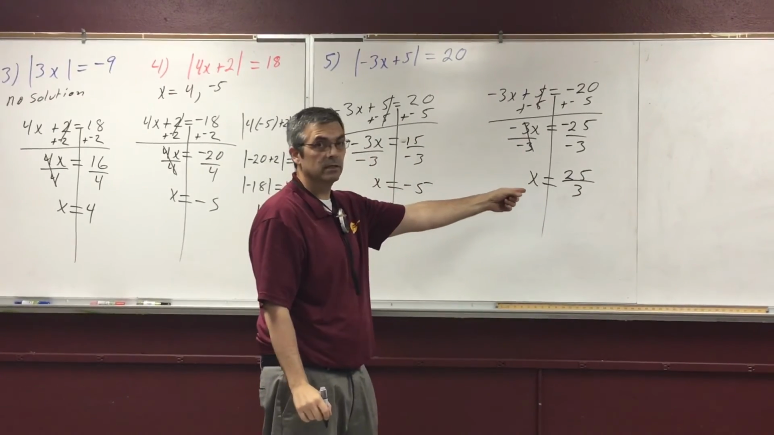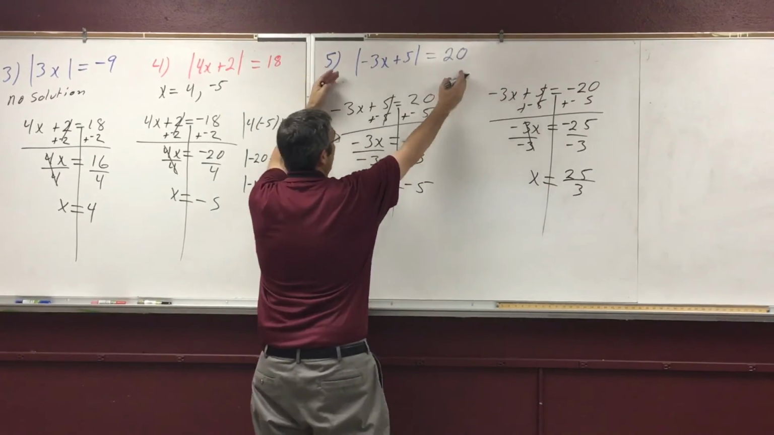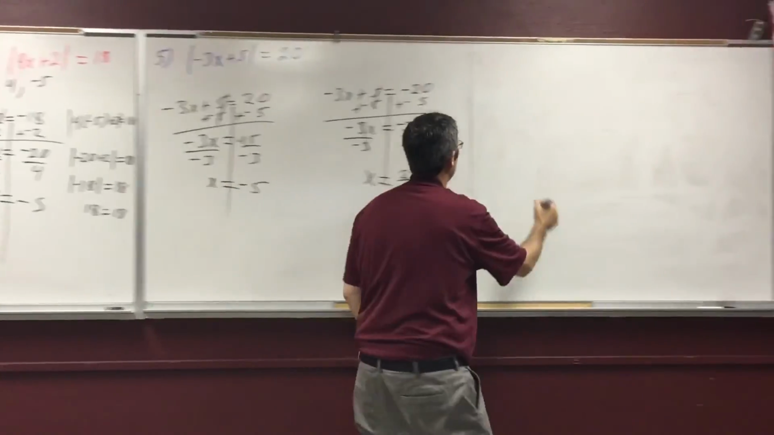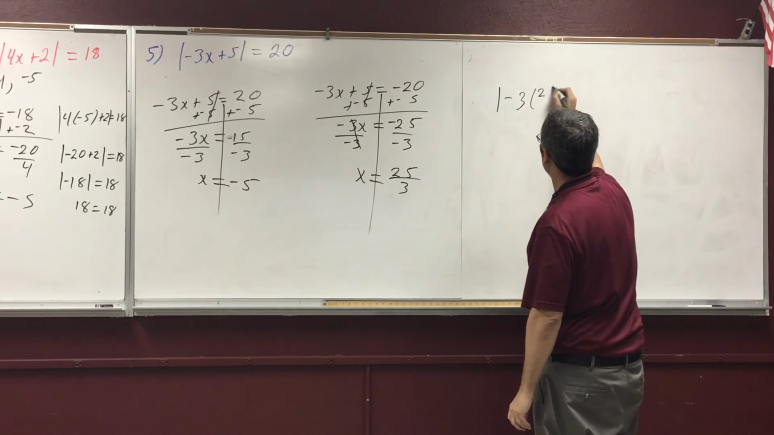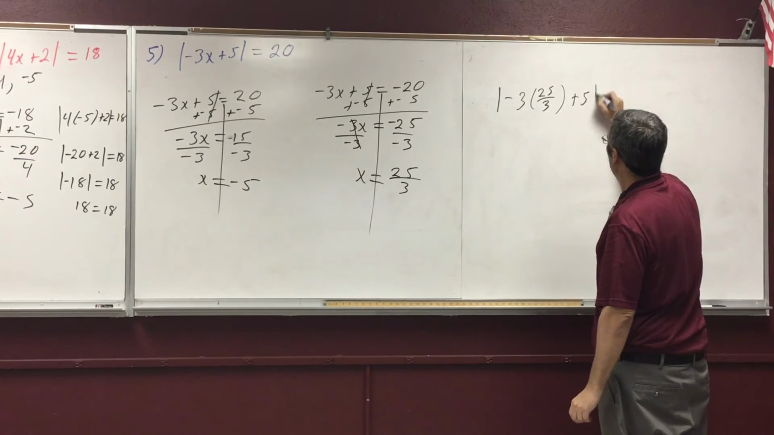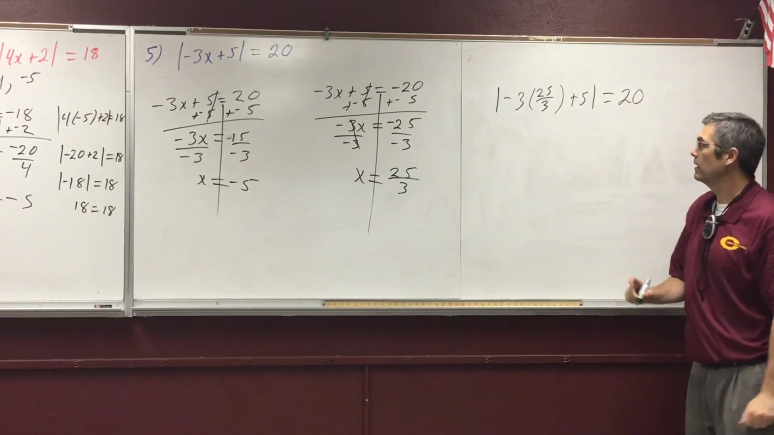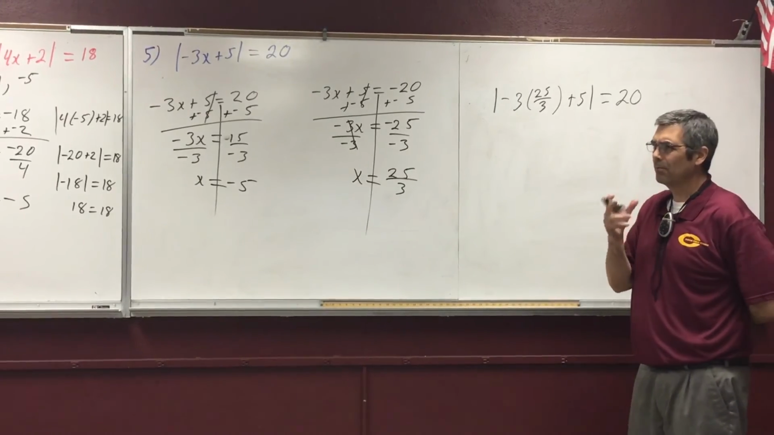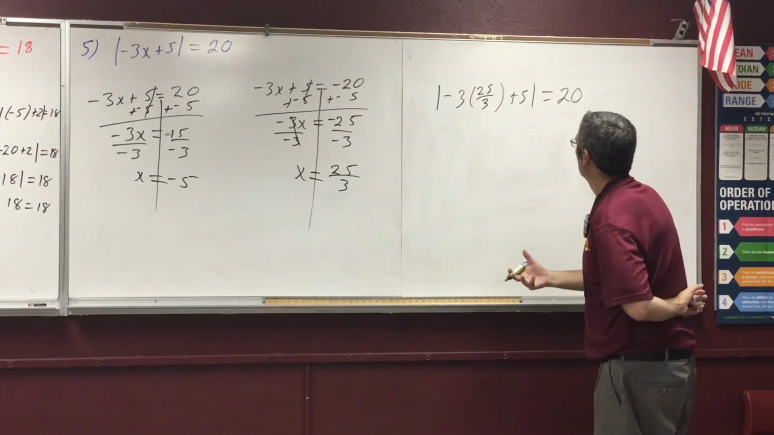See how we got a fractional answer? It's okay, because we're going to take this and substitute it back into this. And I'm going to do this on this other board just so that we can get a clear seeing of it. So the absolute value of -3 times 25 over 3 plus 5, absolute value, equals 20. All right, now look, if you get a fractional answer, it should come out pretty cleanly when you substitute it back in to see if you've got a good answer, okay?